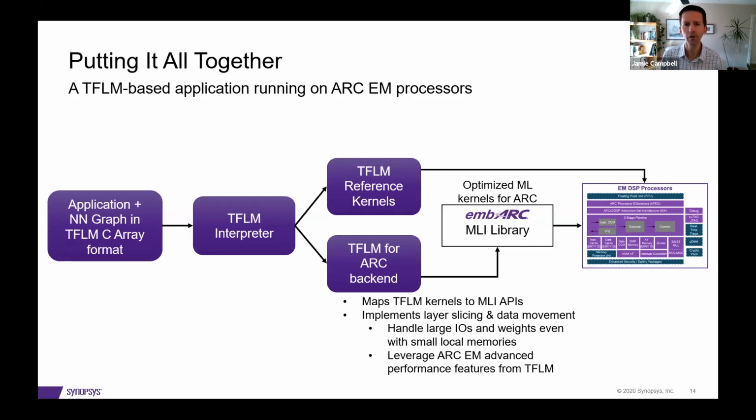The slicing APIs can take a pointer to a large tensor, cut it up into slices, and process the results slice by slice. So this allows you to achieve those performance benefits that I explained with the instruction level parallelism on the EM, even if your graph is too large to fit in local memories. So you kind of get the best of both worlds by using the backend.